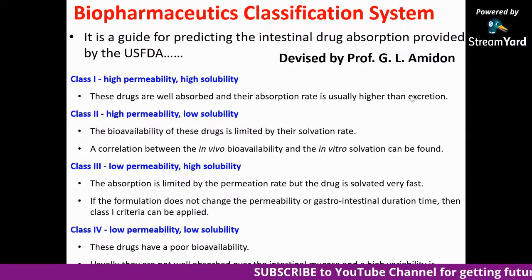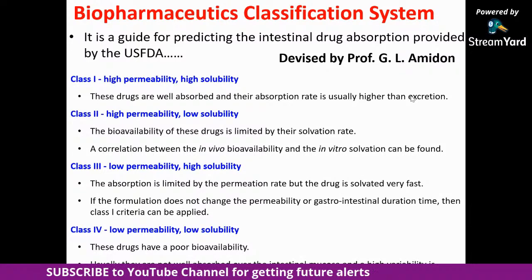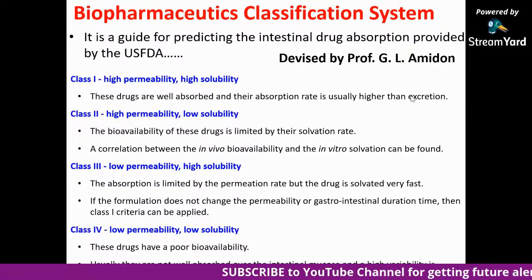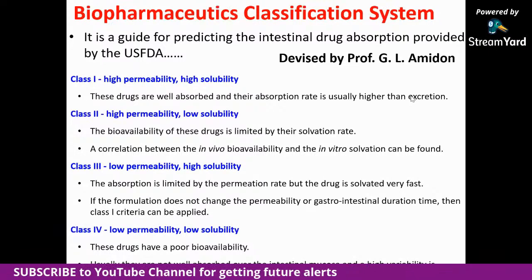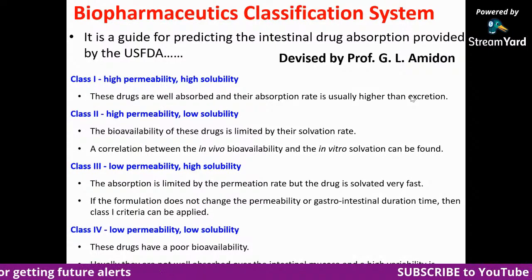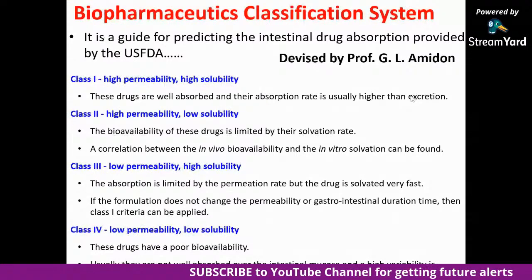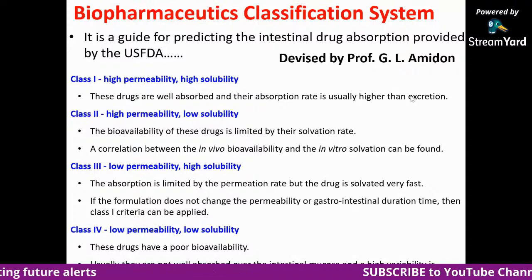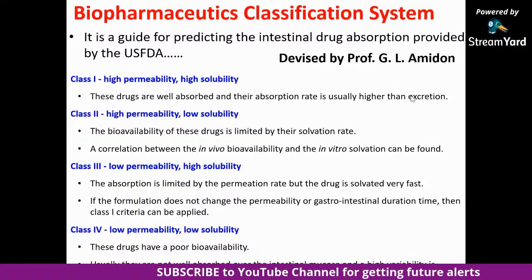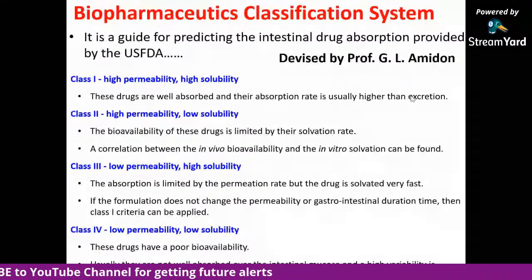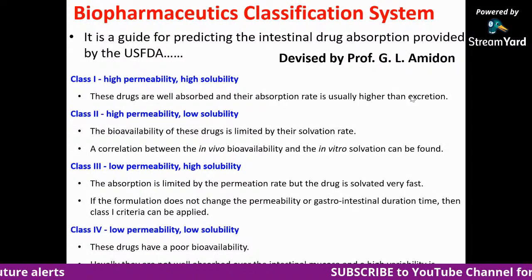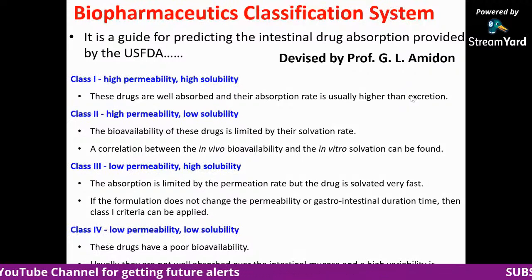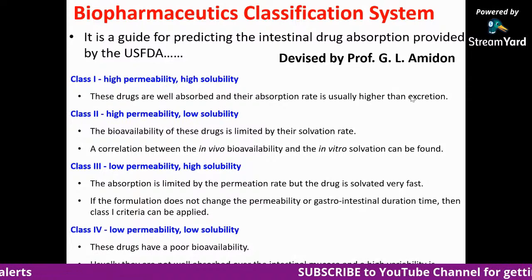And as per this US FDA classification, as per this BCS classification, the drugs are classified into four classes based on the permeability and solubility. As we can see from the screen, class one drugs are highly permeable and highly soluble. These drugs are very well absorbed and their absorption rate is usually higher when compared to the excretion. So we need to remember that the absorption rate is higher than excretion. And coming to class two, these drugs are highly permeable and low soluble. The bioavailability of these drugs is limited by their solvation rate. However, we can find the correlation between in vivo bioavailability and the in vitro solvation in the class two drugs. In the class three drugs, these are low permeable and highly soluble.